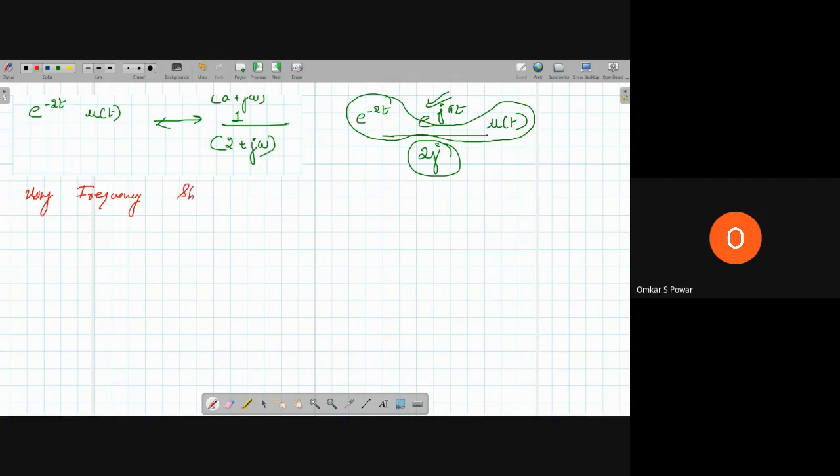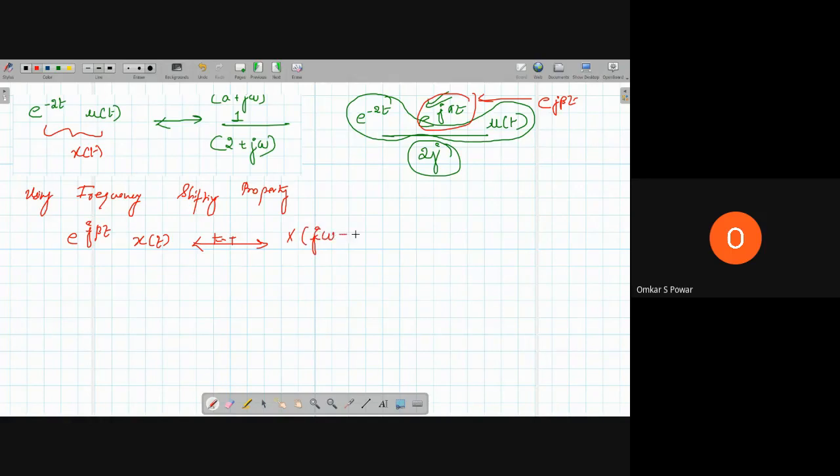So what does this frequency shifting property say? If you go back, e power j beta t times x of t, where x of t is the time domain signal and e power j beta t is this term. If I multiply in the time domain, then in the frequency domain you have to use x of j into omega minus beta. So omega should be replaced by omega minus pi here.